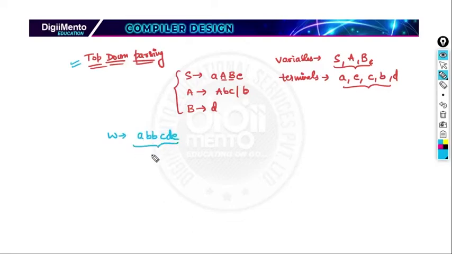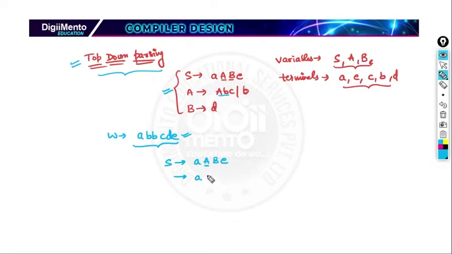Suppose we want to generate this string using this grammar, and using a top-down parser. So what will we do? We will do something like this: A A B E. Then this A will generate A B C because we want to generate this string.